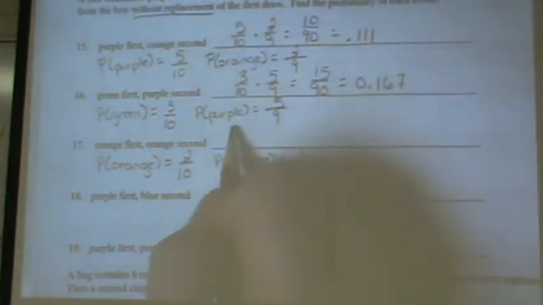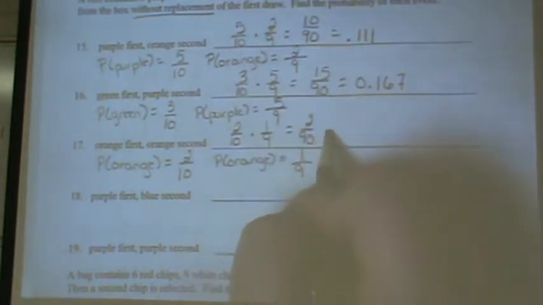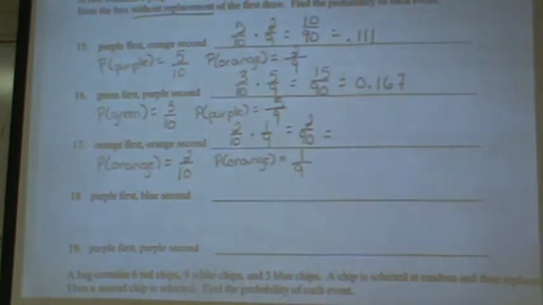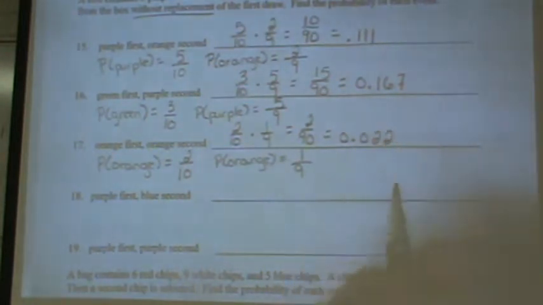So to find our probability, we're going to have 2 over 10 times 1 over 9. That's going to give us 2 over 90, which is going to give us a probability of 0.022.